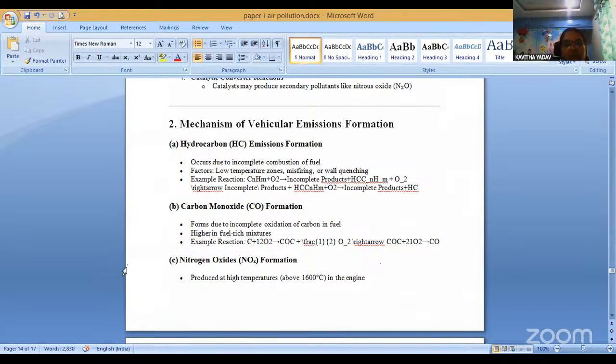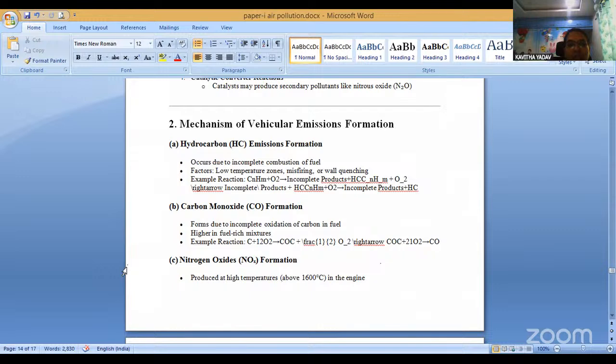Carbon monoxide formation occurs due to incomplete oxidation of the carbon in fuel, and is higher in fuel-rich mixtures. Example reactions are C plus O2 gives CO, and 2C plus O2 gives 2CO. These are the reactions included in carbon monoxide formation.